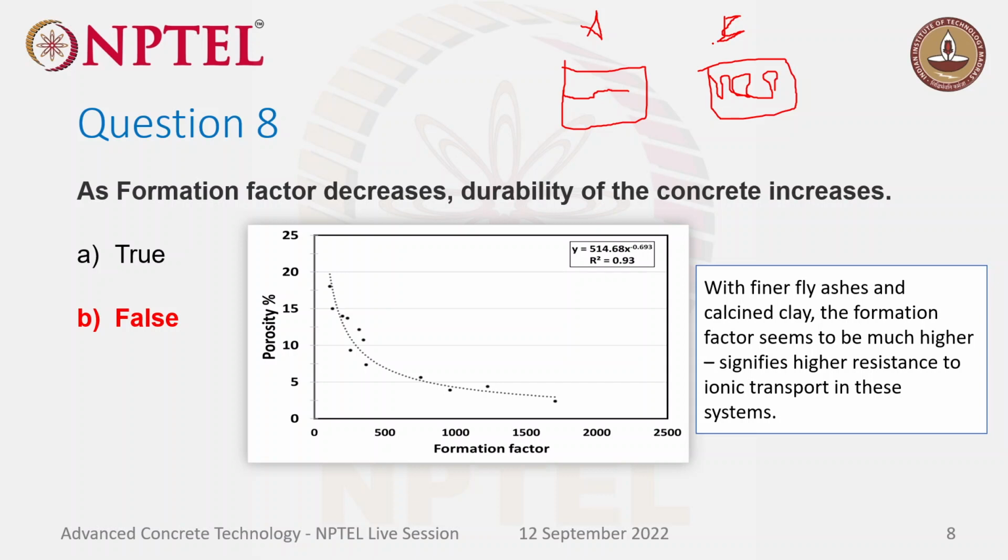Okay, which is... I don't know how to say. Okay, if water comes from here, from here or from here, in which concrete will water easily reach the core, either A or B? If water comes from the surface, in which concrete will it reach the core fast, either concrete A or concrete B?